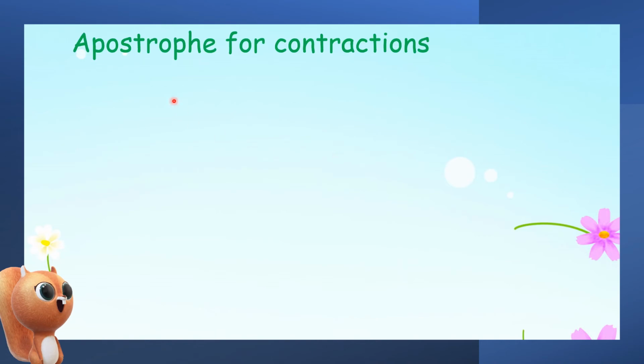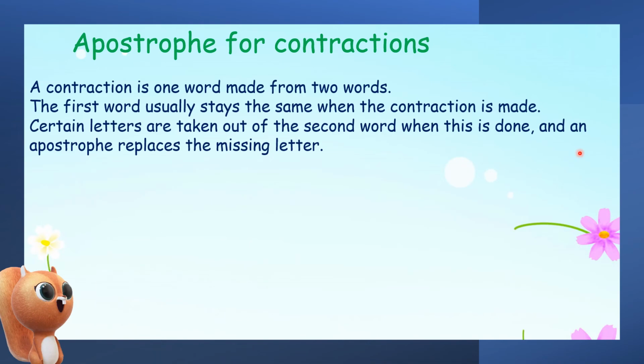Now let's look at how we can use apostrophe for contractions. We have seen how we can use apostrophe to show possession or ownership. Now let's see how we can use apostrophe for contractions. What is a contraction? A contraction is one word made from two words. The first word usually stays the same when the contraction is made.